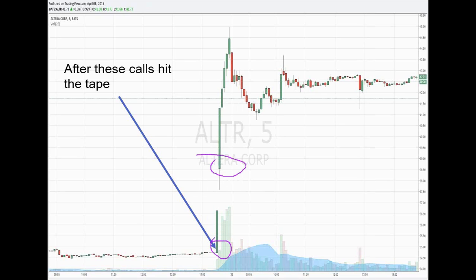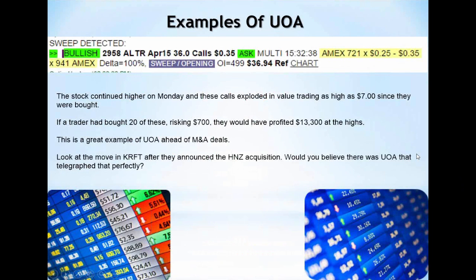So how did this trade work out? What would a trader's profits be like if they had taken this type of position? Well, the stock continued higher on Monday, and the calls exploded in value, and they actually traded as high as $7 since they were bought. If a trader bought 20 of those, they would have been profiting over $13,000 at the highs. This is a fantastic example of unusual options activity ahead of M&A deals.